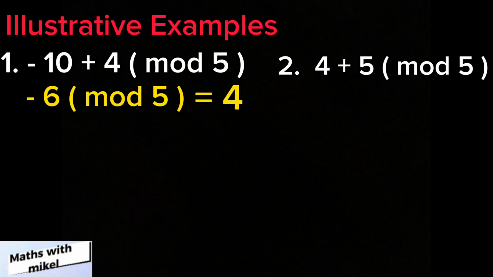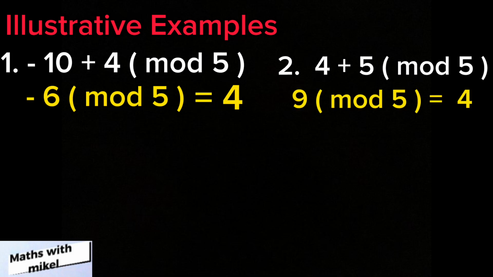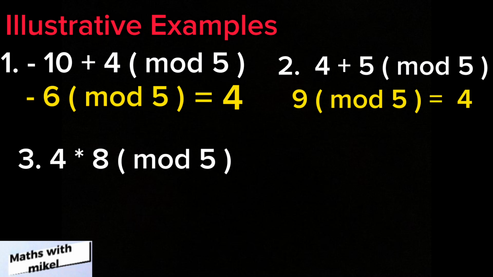The next one, we have 4 plus 5 in mod 5. So we work out the 4 plus 5, which gives us 9. And 9 in mod 5 is 4.